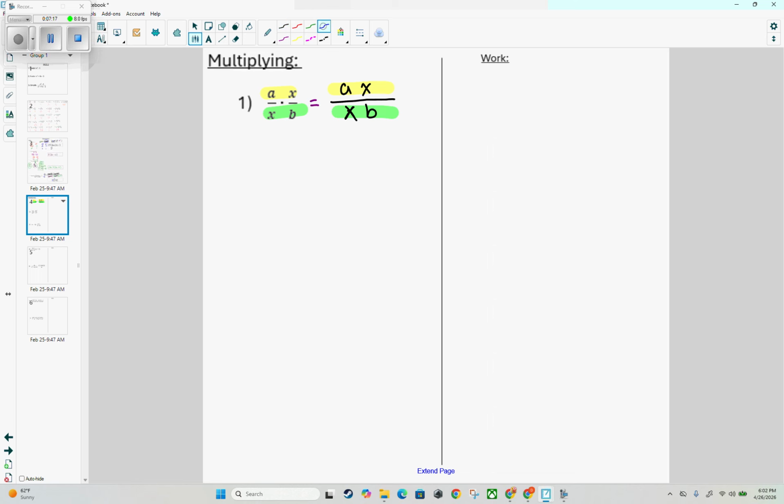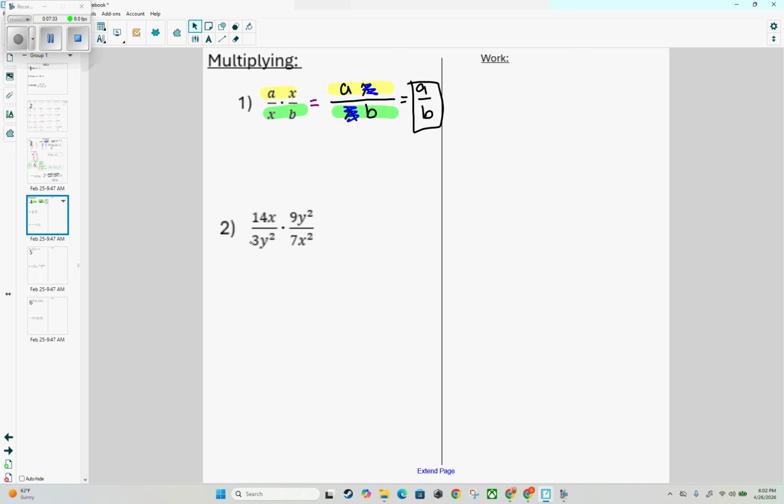So we can cancel at will whatever we can see that's over itself. So in this case, we can cancel off the x's, and I'm left with just a over b. Remember, we have work area for when we have to factor. In this case, there was nothing to factor. All right, going to number 2.